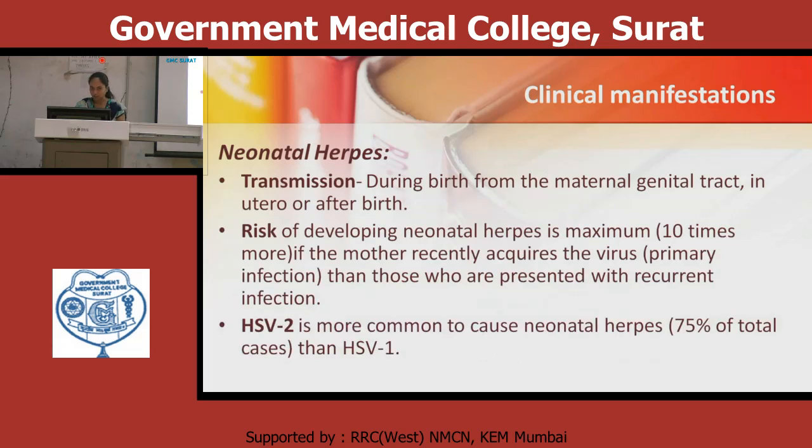Neonatal herpes. Transmission occurs during birth from the maternal genital tract, in utero, or after the birth of the baby. The risk of developing neonatal herpes is maximum, 10 times more, if the mother recently acquired the virus as a primary infection than those who present with recurrent infections. HSV-2 is more common to cause neonatal herpes, 75% of total cases, than HSV-1.